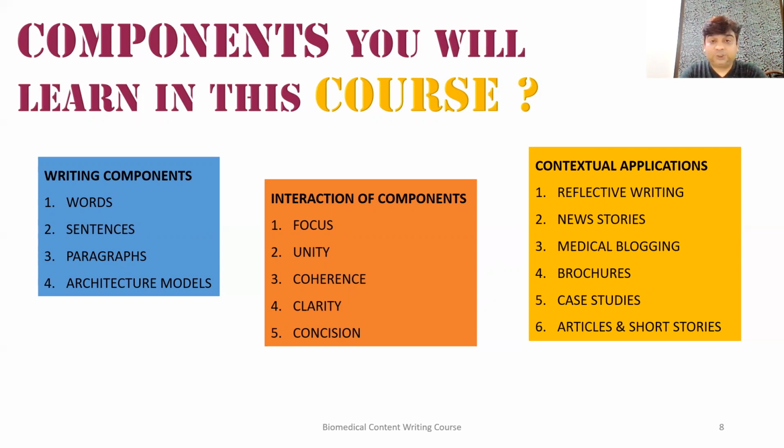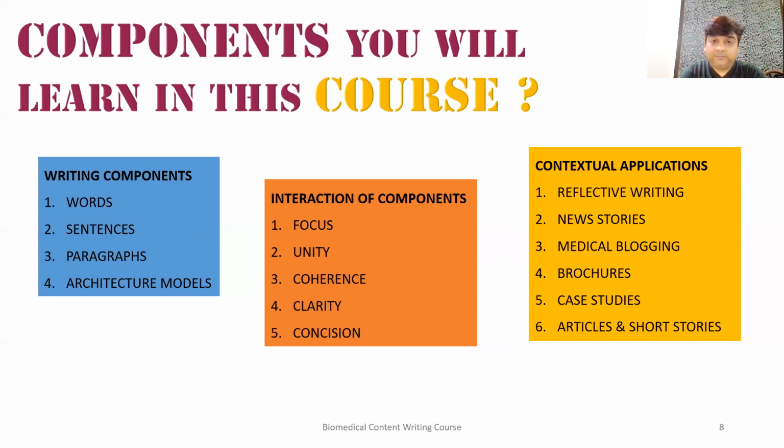Then we come to the interaction of these components. Now you know the words, the correct sentences, the paragraphs, and all the architectural models, how this content is related to each other. Then we come to the interaction part, how these words, sentences, paragraphs are going to interact with each other. Are they focused on one idea? Are they united together? Is one paragraph making sense with the other paragraph? How should these paragraphs be arranged? How coherent are they? Whether they are tying together a single idea or not?